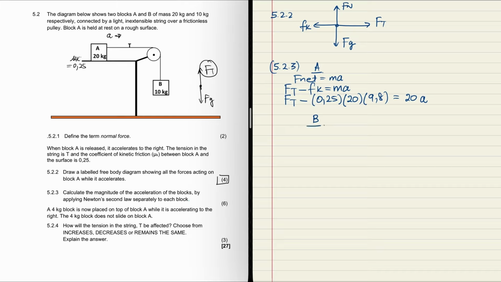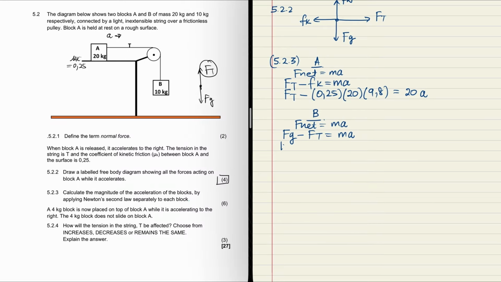Now B is going to move downwards, so I'm going to keep down positive. I'm going to say F net equals ma. That means Fg minus Ft is equal to ma. Now for B, the force of gravity is going to be 10 multiplied by 9,8, minus Ft is equal to ma. Now it would be very useful here to rearrange these equations such that I have T the subject of the formula, because then I can equate T and then solve.